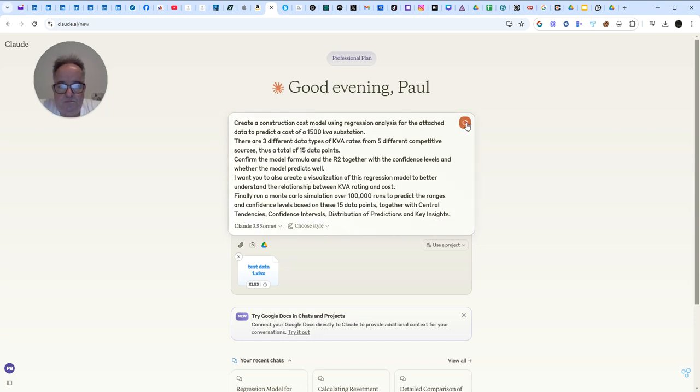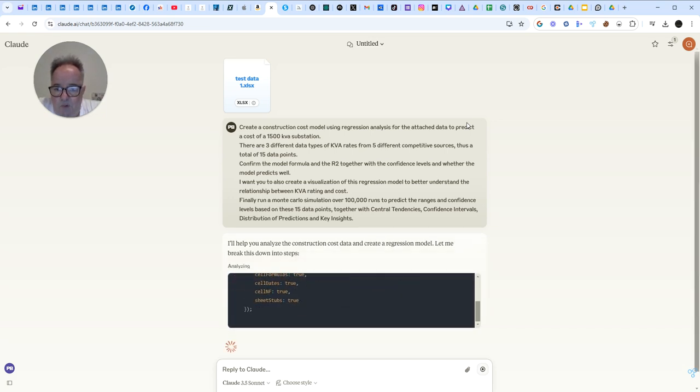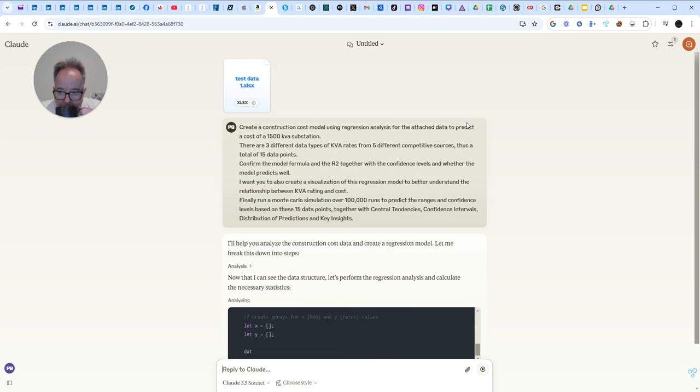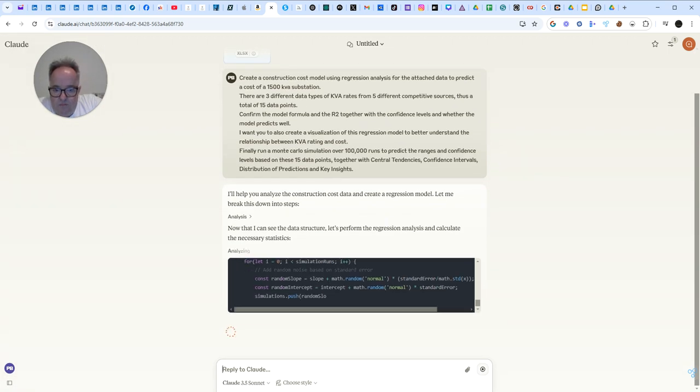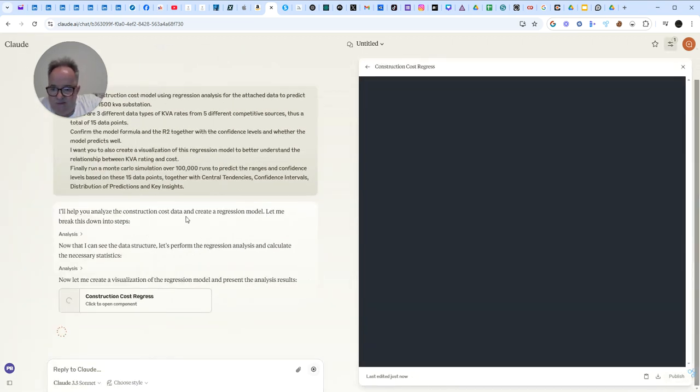Right, so it's thinking about it. And there you go. It's telling me what it's going to do, and it's analyzing it. It's using code. It's generating that by itself to generate a result. Now it's confirming that it can see the data structure, so it's performing the regression and calculating the necessary statistics.